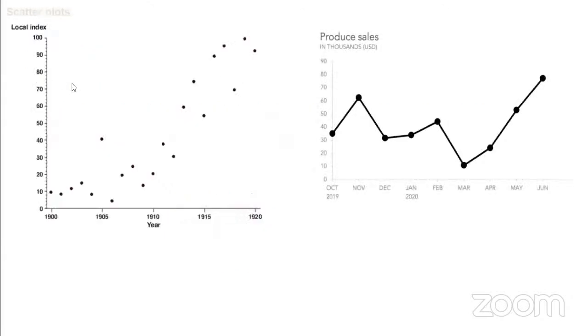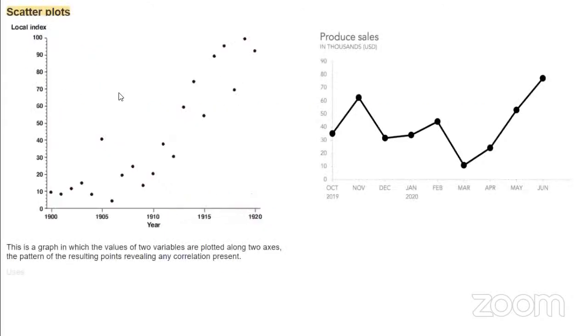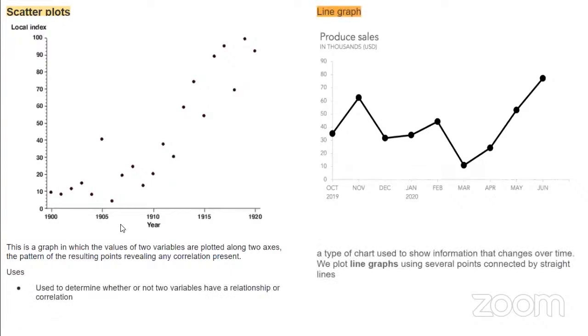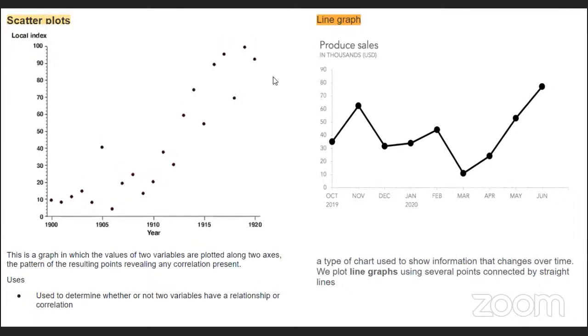So temporal. I'm just going to open the file. Temporal, we have things like scatter plots. A scatter plot is a graph in which the values of two variables are plotted along two axes, the pattern of the resulting points revealing any correlation present. Remember, I said that scatter plots are used to visualize correlation between two variables. It's used to determine whether or not two variables have a relationship or correlation. By correlation, we mean if they are related to each other.